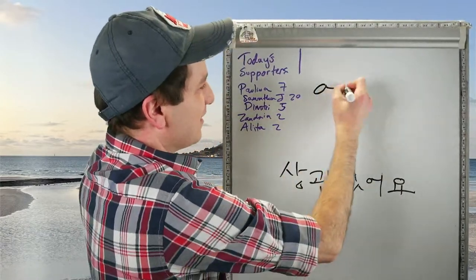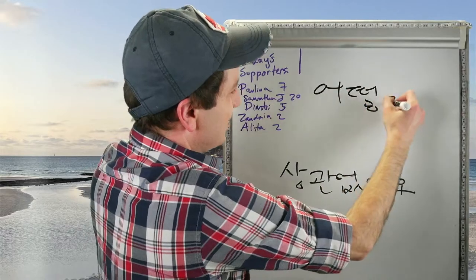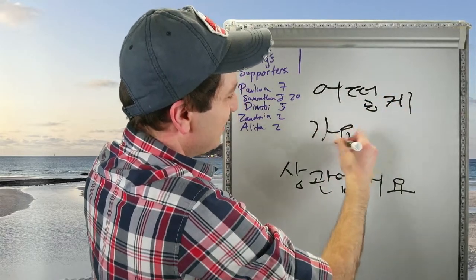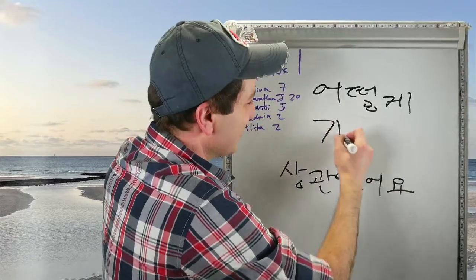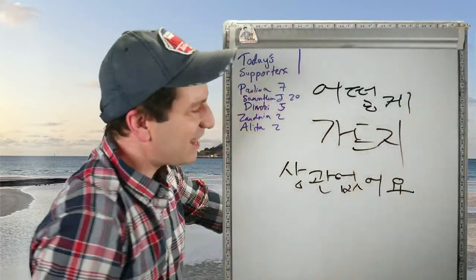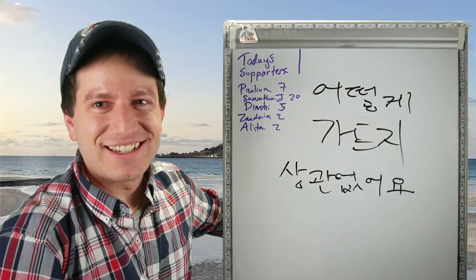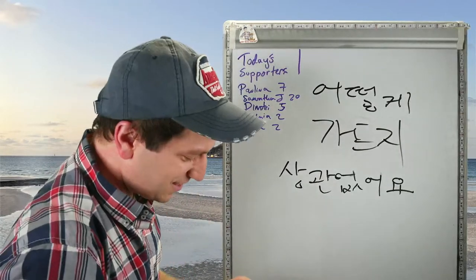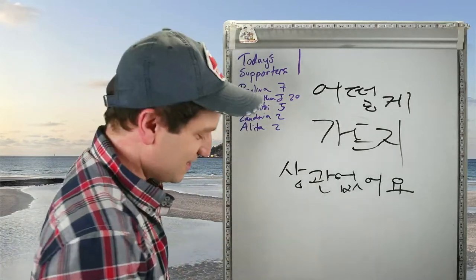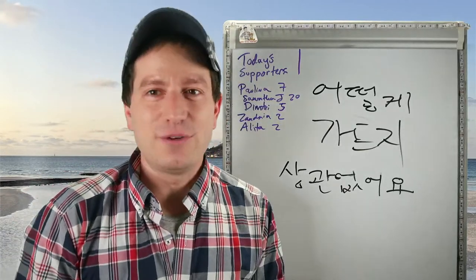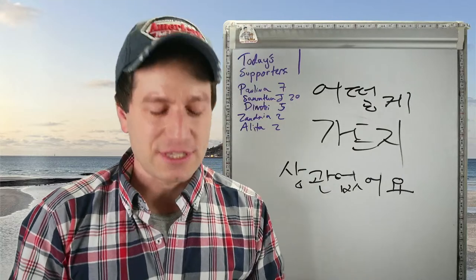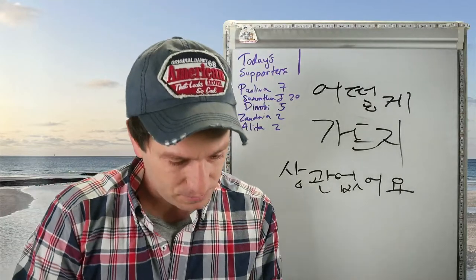How are you going there? 어떻게 가요? How are you going there? Well, it doesn't matter how you go there. 어떻게 가든지 상관없어요. Does this make sense? Does this help? None of these are in the lesson. I'm just throwing these out there because I want to make sure you get it. But there are many other examples in the worksheet. There are 17 additional example sentences you might want to try as well.